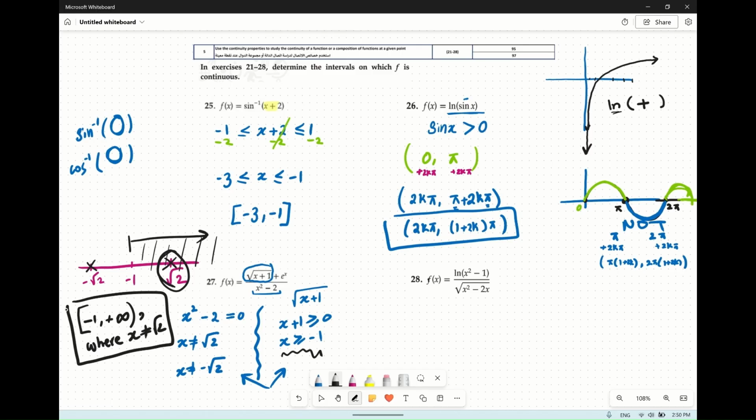So this is one way to write my answer. Another way to write my answer, I can say from minus 1 till root 2. Notice I put root 2 with parentheses, not bracket, because root 2 should not be included. And then from root 2 to positive infinity.